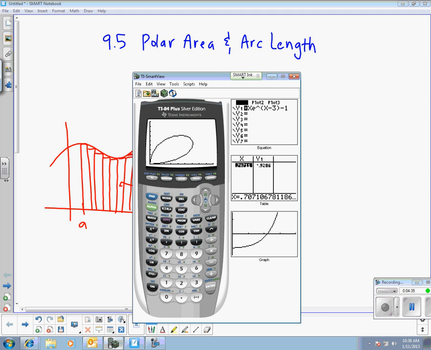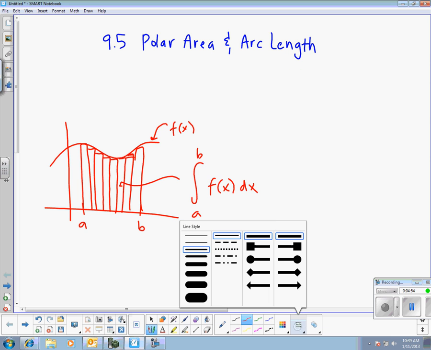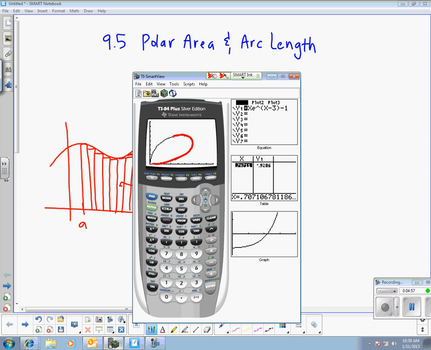When we do polar area, as your graph proceeds around this way, just like when f of x proceeded from left to right, instead of dividing it up into little rectangles that become infinitely thin, we're going to divide it up into little triangles, sort of like pieces of pie. They're not going to have the curvy edges like a piece of pie would, but we're going to do little triangles like that.